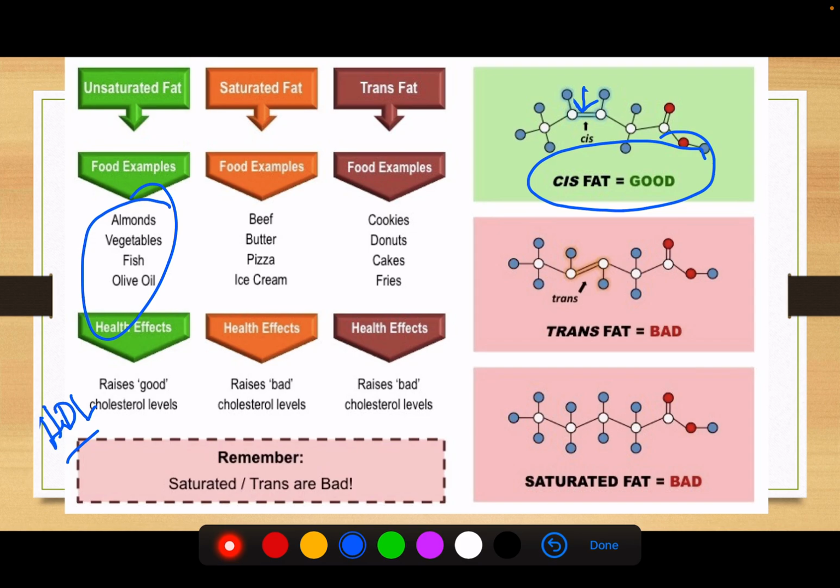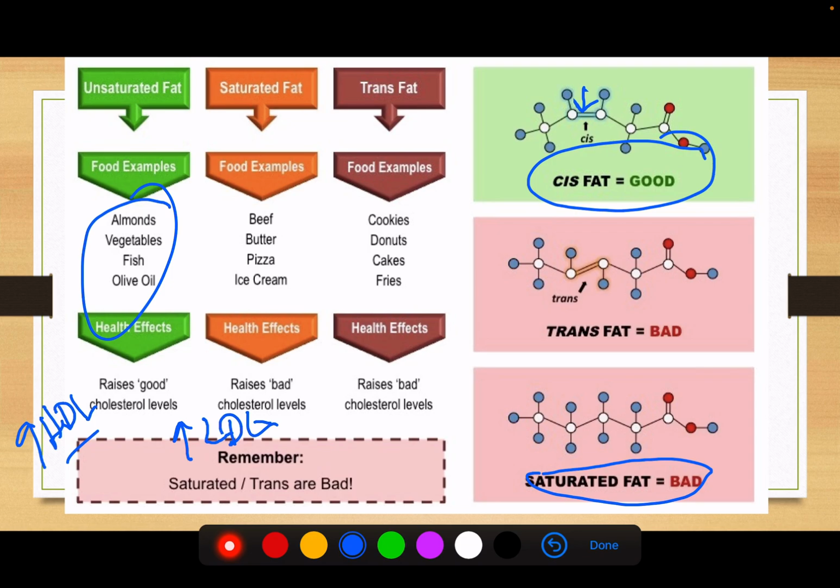Then we have our saturated fats. Our saturated fats are animal fats. We can see here beef, butter, pizza. They tend to raise your LDLs. LDLs go up.